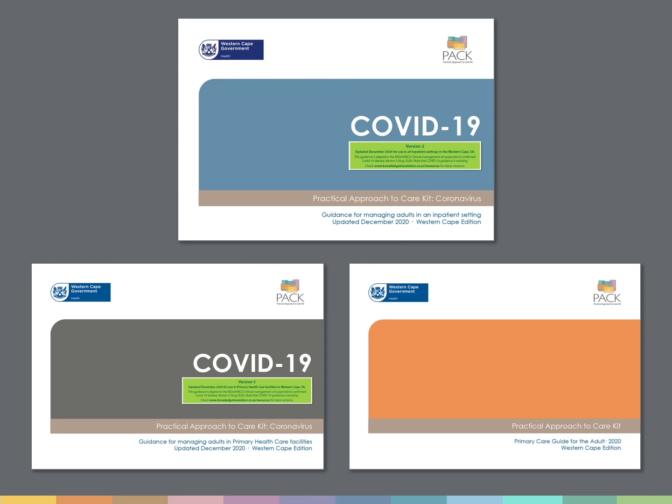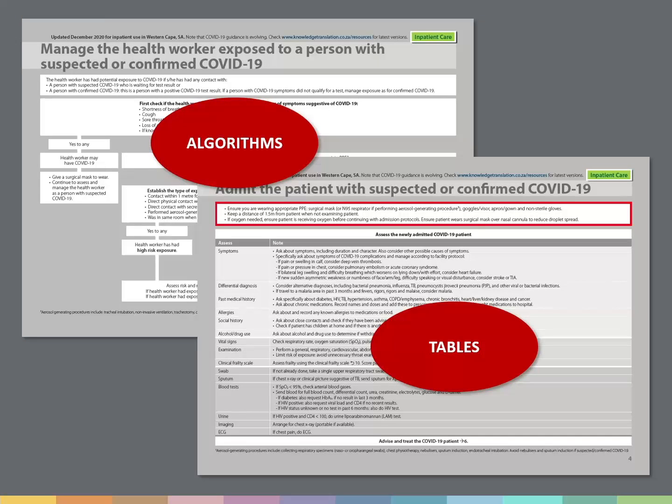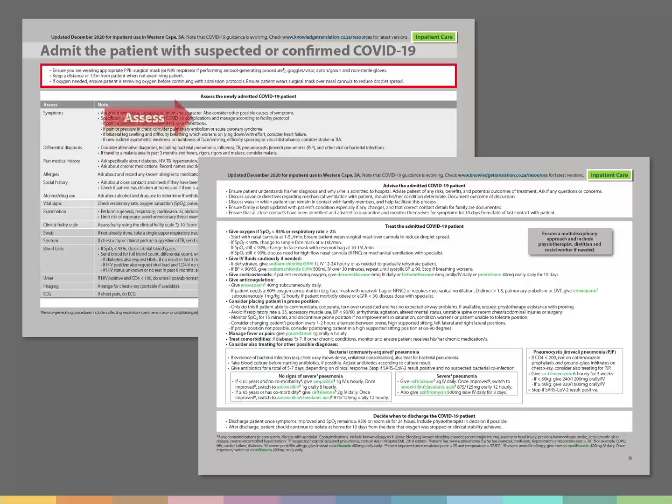This guide complements the PAC COVID-19 guidance for primary healthcare facilities, as well as the PAC Adult 2020 guide, with which many of you may already be familiar. PAC Adult is a comprehensive, integrated guide which has been used in primary healthcare facilities throughout the province for some years now. Our COVID-19 guidance follows the same easy-to-use format, using algorithms, tables, and an assess, advise, treat structure.